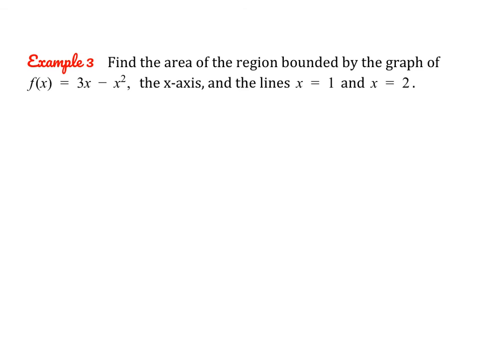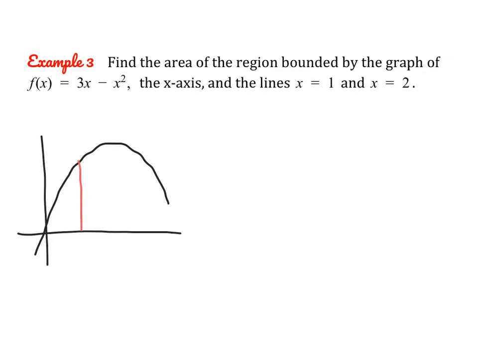Okay, let's try one more example together. Here we have a new quadratic function, 3x minus x squared. Let's do a really quick sketch of what that looks like. It looks something like this, and the area between the intervals 1 and 2 is the area that we will be finding. So in this case, our a value is 1 and our b value is 2.